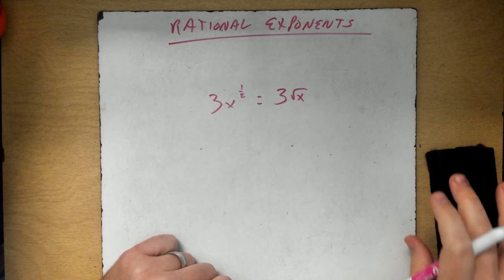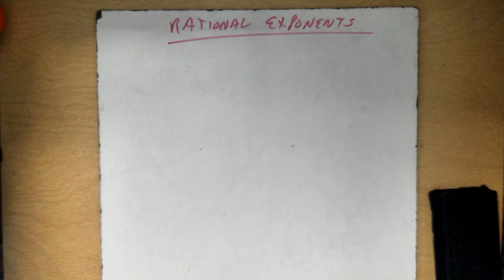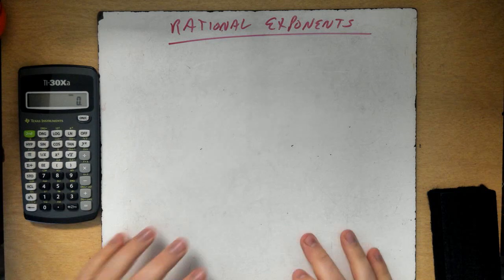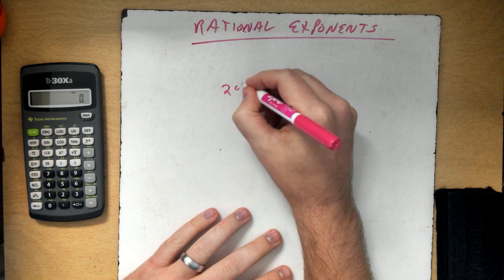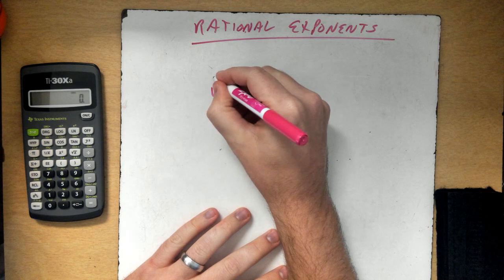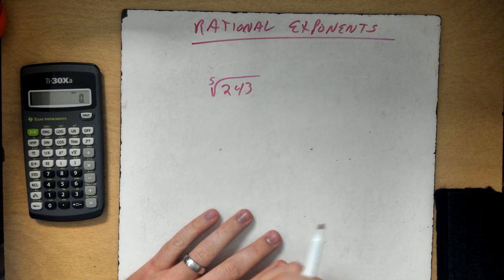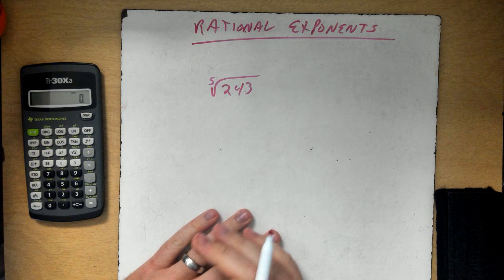All right, let's do some calculations with a calculator, okay? This is to show you how to work the calculator when you're doing these problems. So let's say I give you 243. Let's try to find the 5th root. So the 5th root of 243. What number times itself 5 times is going to make 243? That's what I want. So very simple.